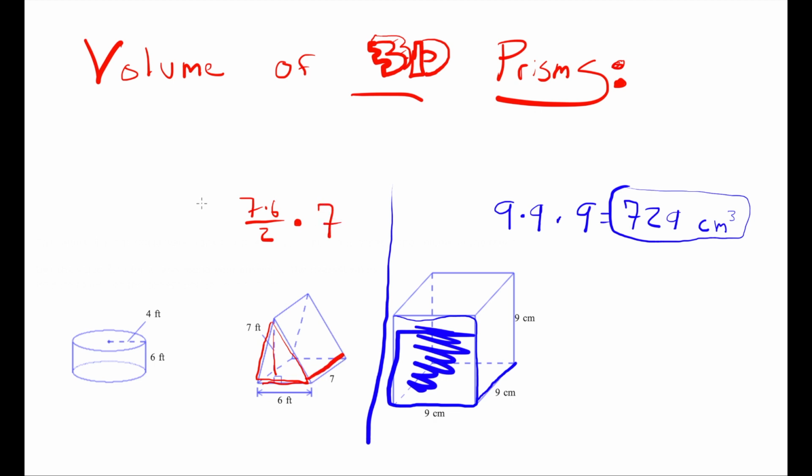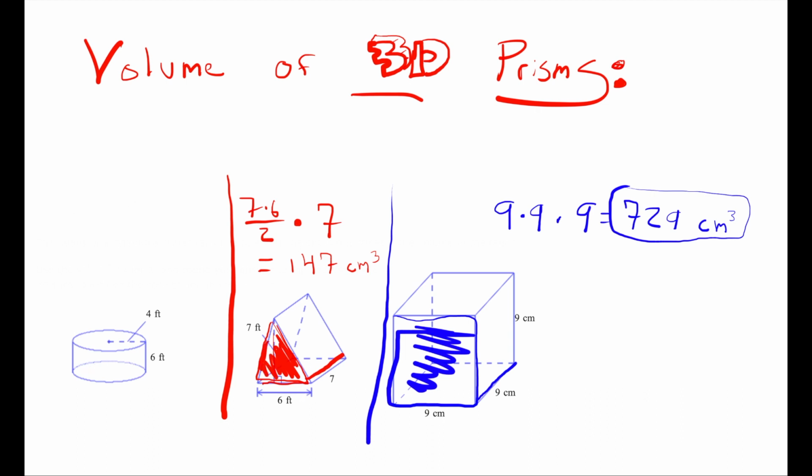So here I get 7 times 6. That's 42. 42 divided by 2 is 21. And 21 times 7 is 147. So this is 147 centimeters cubed. Notice it's the same pattern. I take the area of the base shape and multiply that by the height.